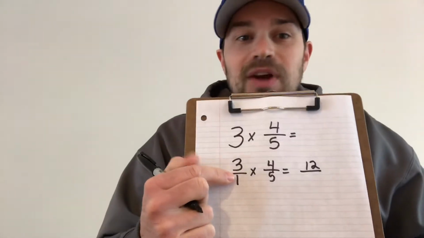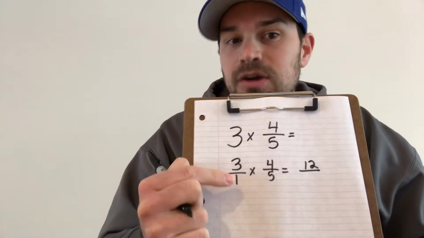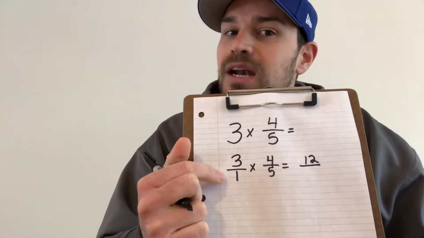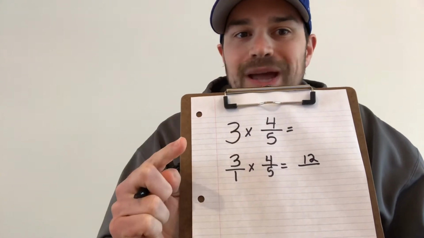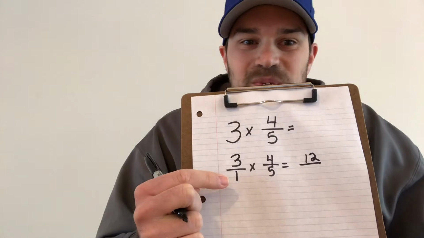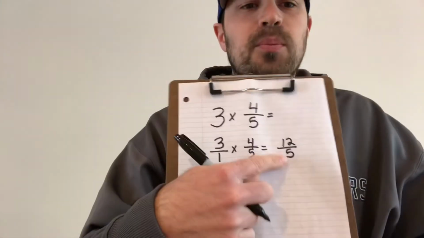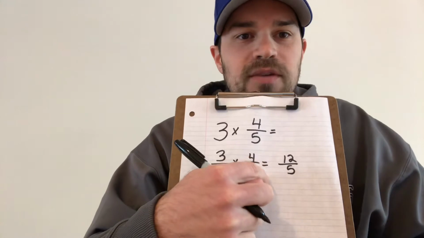Now this is where it gets a little different. Before, we had never added the denominators, we had never subtracted the denominators, but with multiplication, when we set it up like this, we are gonna multiply the denominators, okay? But is it actually gonna change? No, it's actually not, because 1 times 5 is 5. So now we end up with the improper fraction of 12/5.